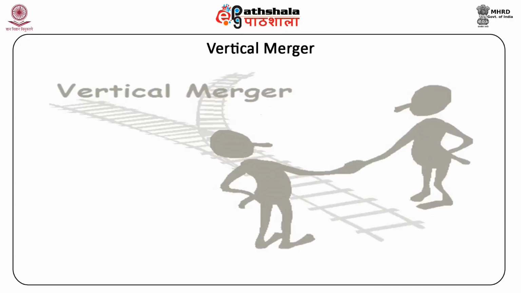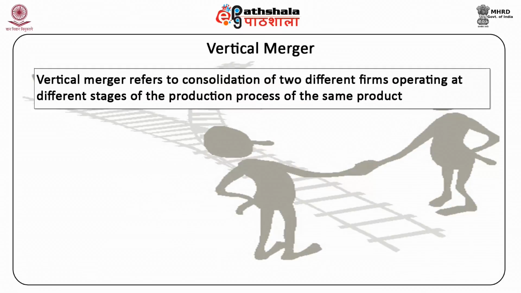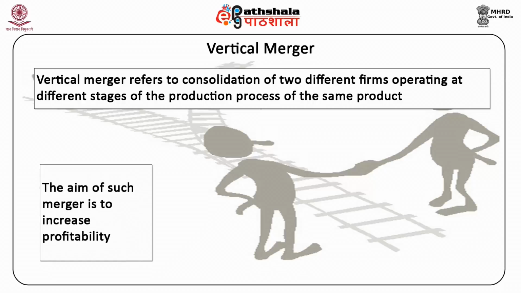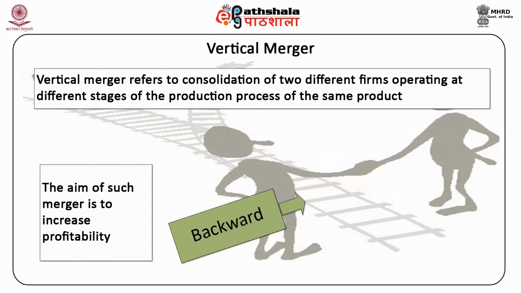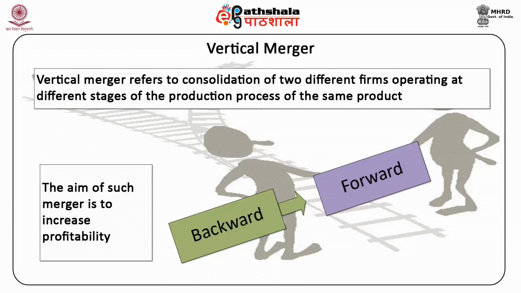Second is vertical merger. Vertical merger refers to consolidation of two different firms operating at different stages of the production process of the same product. The merging firms are involved in different stages of production and distribution of that product. The aim of such a merger is to increase profitability based on the direction of merger. Vertical mergers are of two types: backward mergers and forward mergers. When the firm merges with its supplier, it is called a backward merger, and when it merges with its customer, it is known as a forward merger.